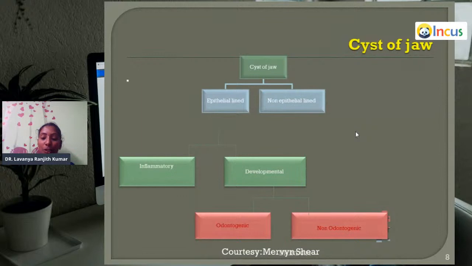So fissural cysts include median palatal cyst, nasopalatine cyst, globulomaxillary cyst, nasoalveolar cyst, thyroglossal cyst, dermoid cyst, and epidermoid cyst. These are non-odontogenic cysts. And the odontogenic cyst is what we are going to discuss today.